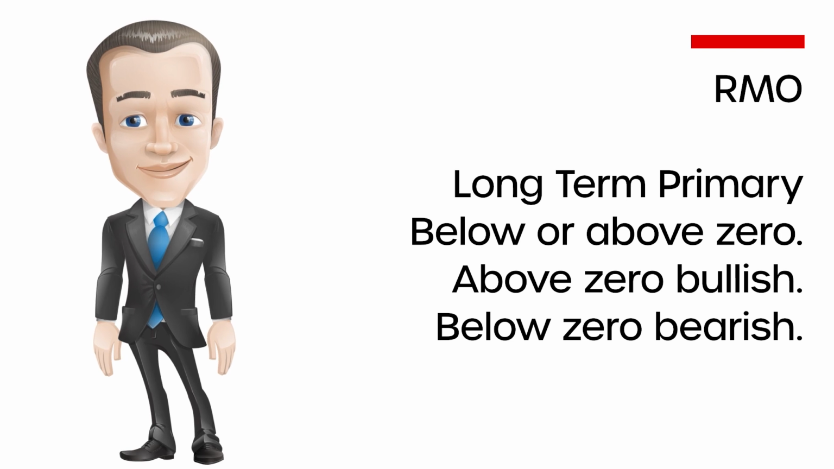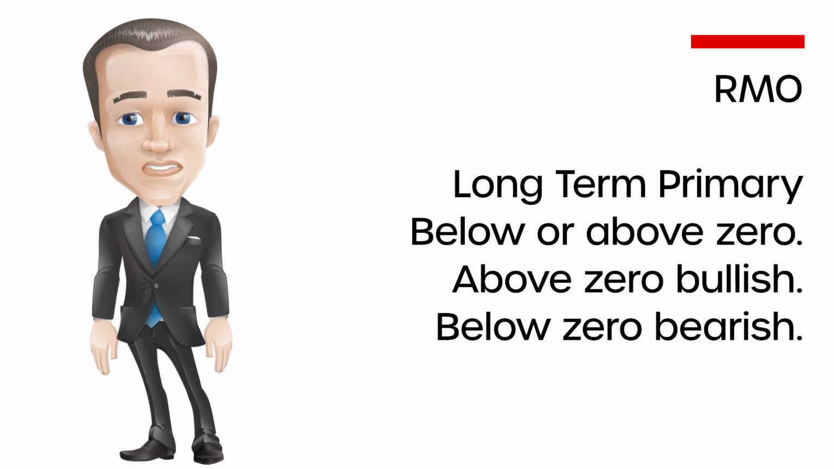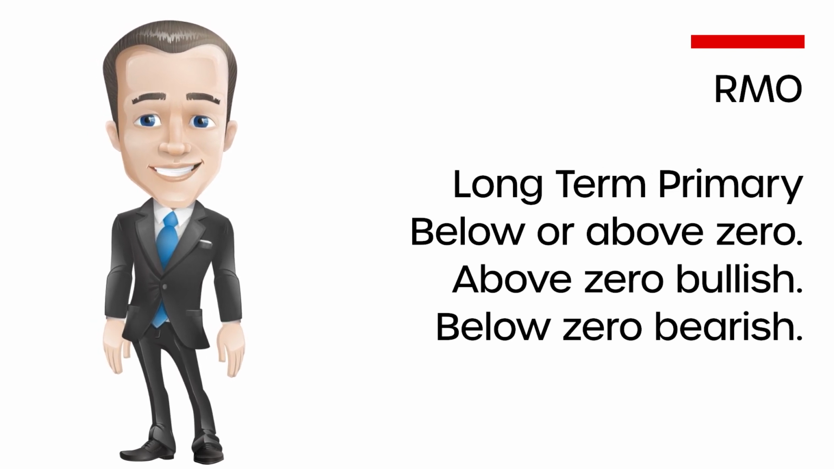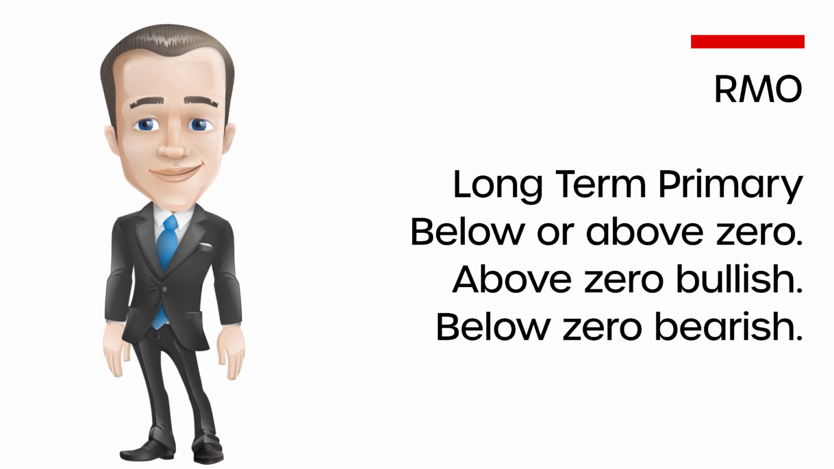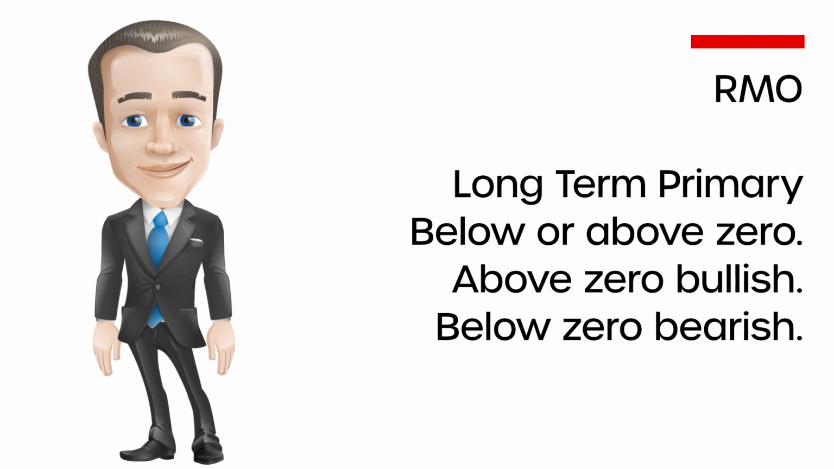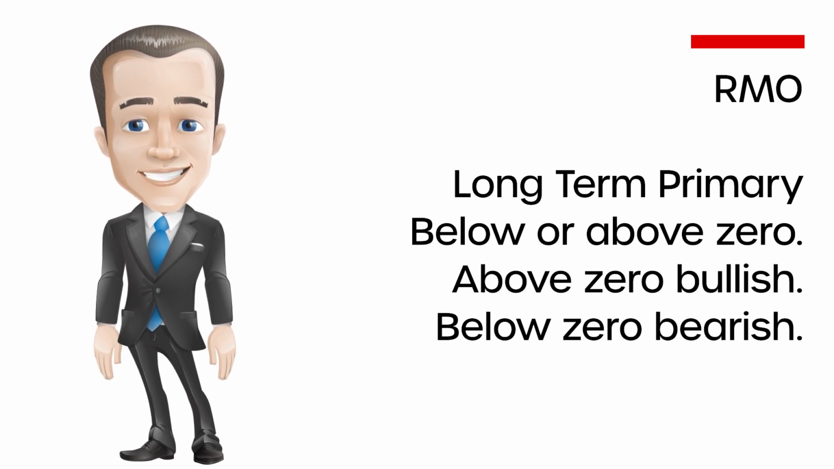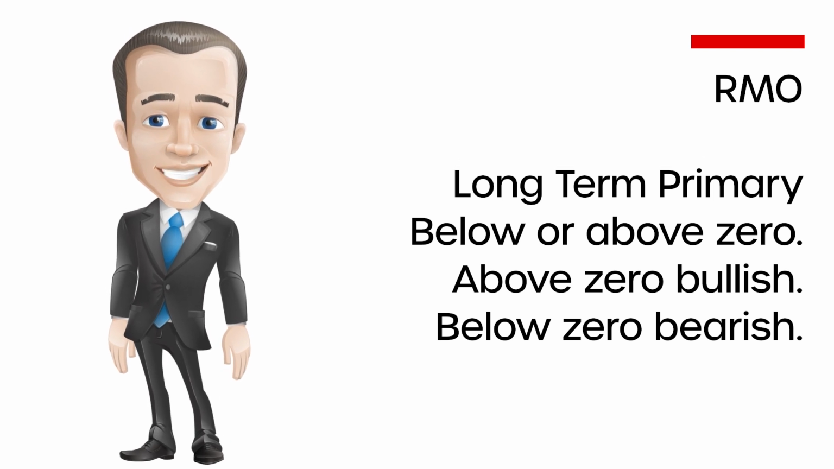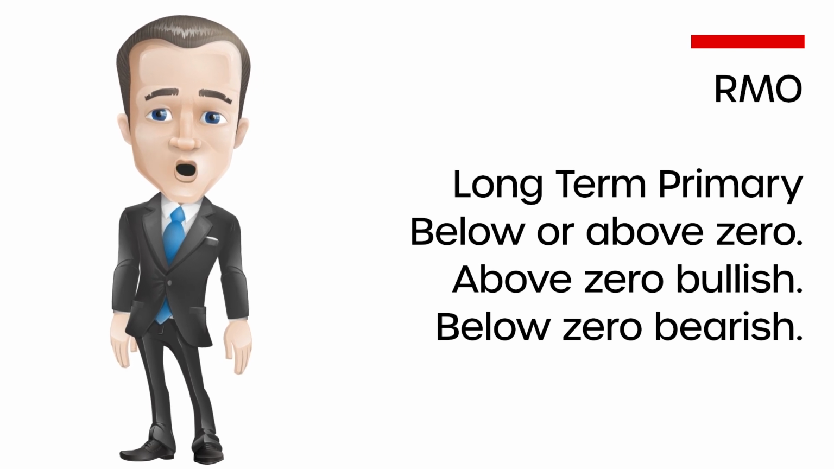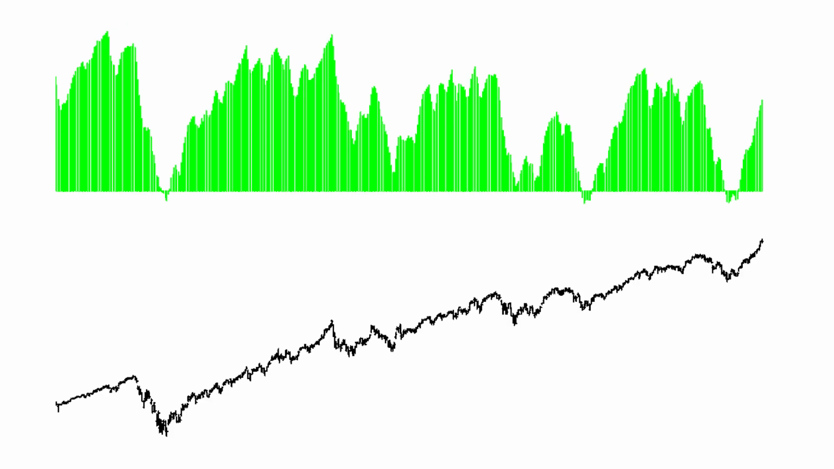RMO is below or above 0. Do not worry about the size of the histogram up or down. The RMO helps establish the primary trend. The RMO will not give excessive changes. If you look at the bottom of the Metastock chart, you can see easily if the RMO is above 0 or below 0. It gives an RMO bullish sign or an RMO bearish sign. Let's go to the chart.